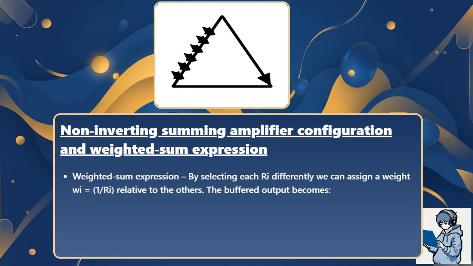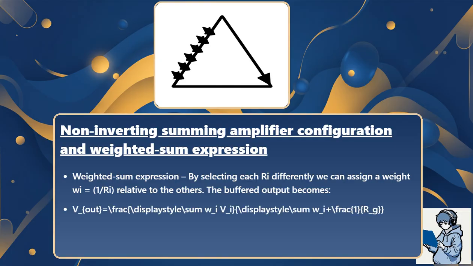Weighted sum expression: by selecting each Ri differently, we can assign a weight Wi equal to 1 over Ri relative to the others. The buffered output becomes V out equals the sum of Wi times Vi, divided by the sum of Wi plus 1 over Rg.